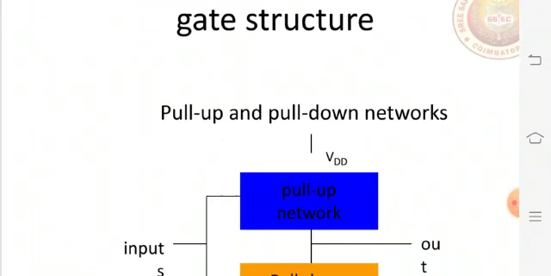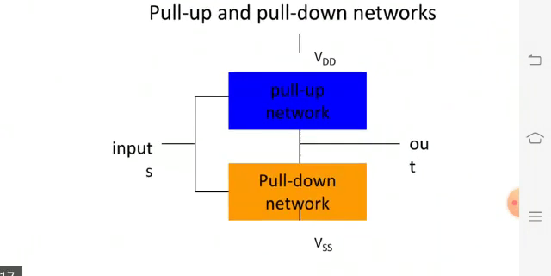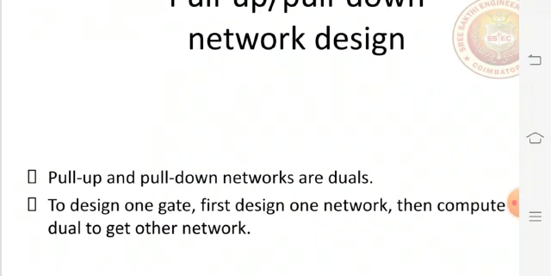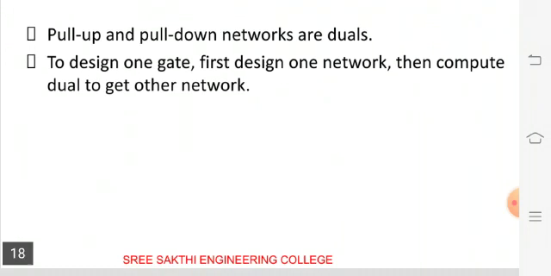The gate structure of CMOS is shown here. As I have already told, the pull up network is connected to VDD and the pull down network is connected to VSS. Based on the input, the pull up network or pull down network is on or off, deciding whether VDD is connected to the output. Pull up is PMOS, pull down is NMOS. With that we get the output. The pull up and pull down networks are duals. To design one gate, first design one network, then compute the dual to get the other network.